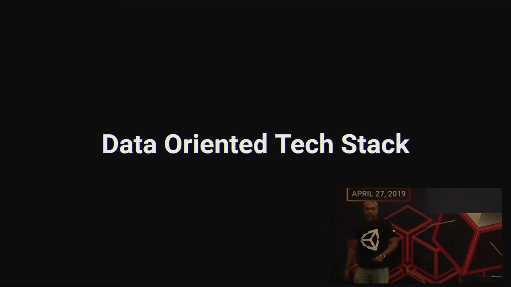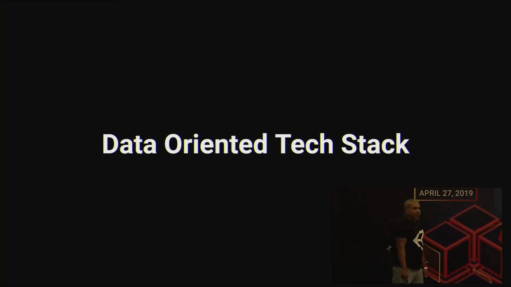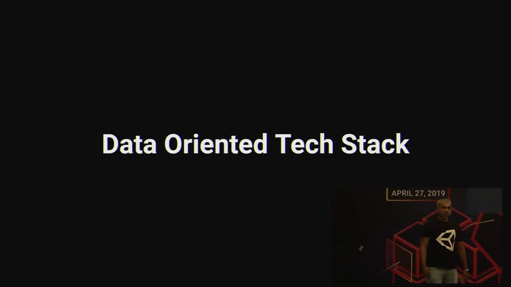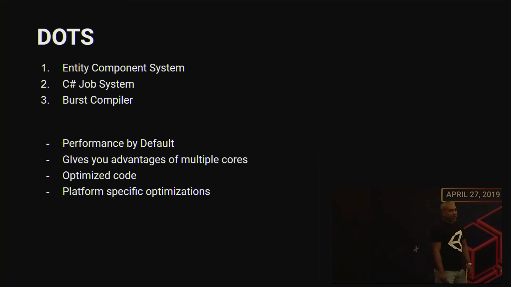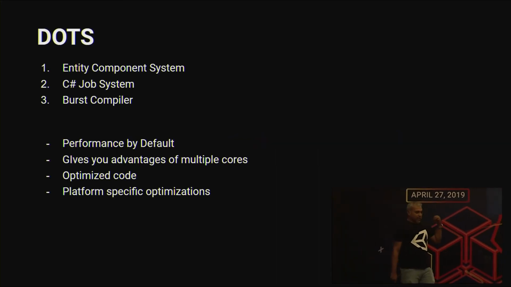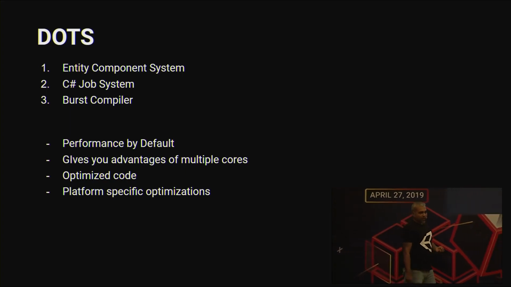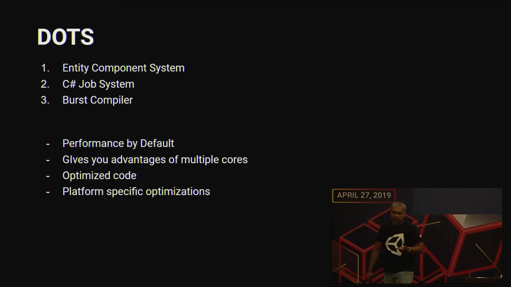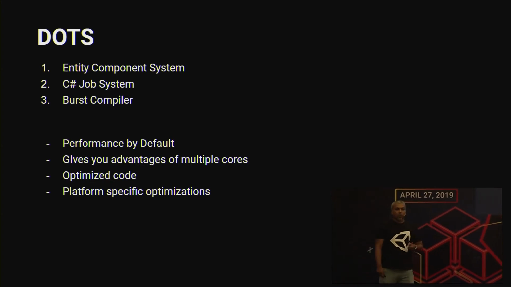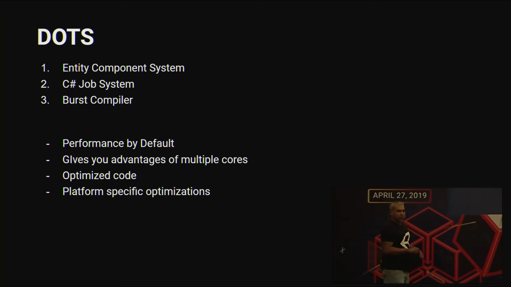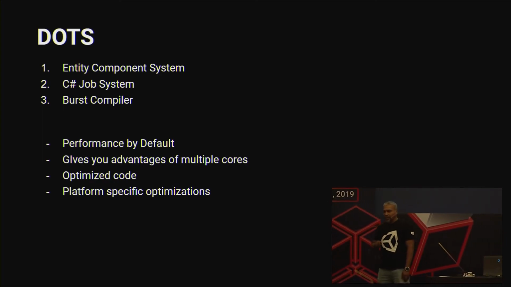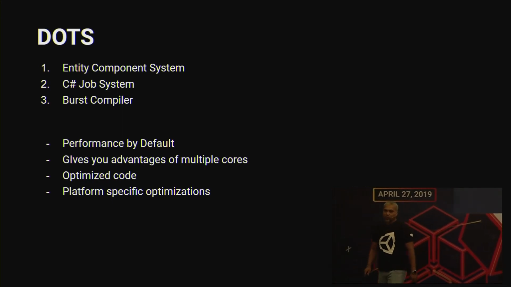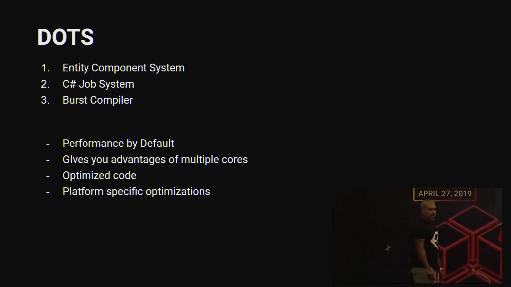So the next thing that I want to talk to you guys about is the data-oriented tech stack that we have in place. I think we're stressing a little bit on this because it's the future that we know, which will actually drive Unity's editor by itself. The three foundation blocks of it are the entity component system, the C# job system, and the Burst compiler. So what the DOTS architecture is going to give you is performance by default. No matter what happens, it's just refreshing the data that is required for your computation. That makes it really performant by itself.